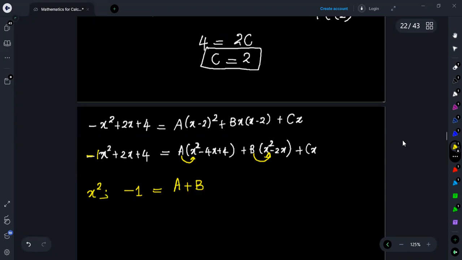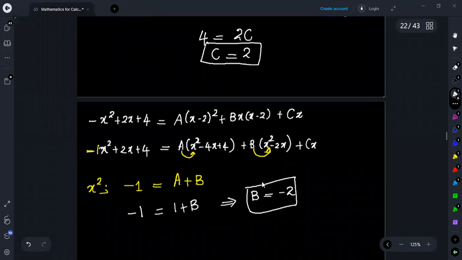We have found the value for a earlier. The value for a equals 1. So minus 1 equals 1 plus b. By solving this equation, we obtain the value of b as minus 2.